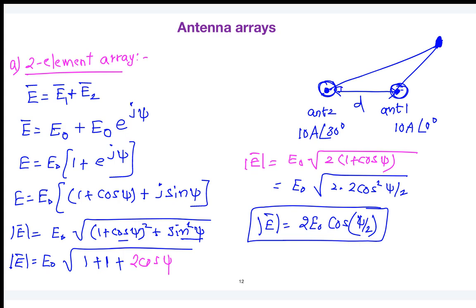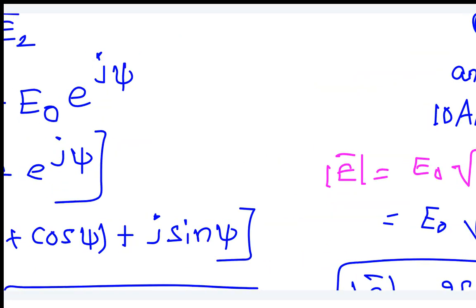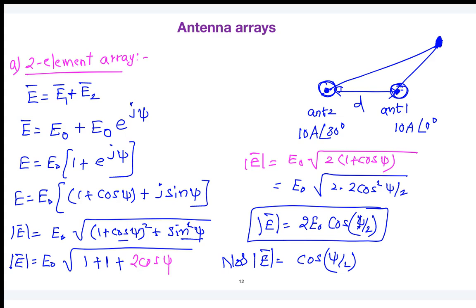Sometimes they will discuss the normalized electric field. When you talk about normalized electric field, you just divide by the maximum value. Here the maximum value comes when psi is equal to 0. The maximum value is 2 E naught. So when you divide by the maximum value, you get cos psi by 2 itself. This is basically called the array factor. Okay, forget about that completely.